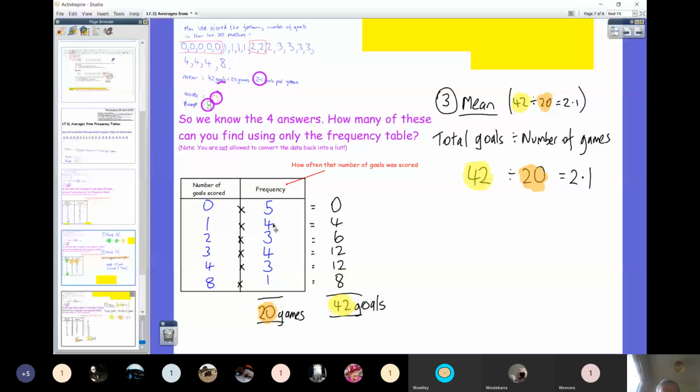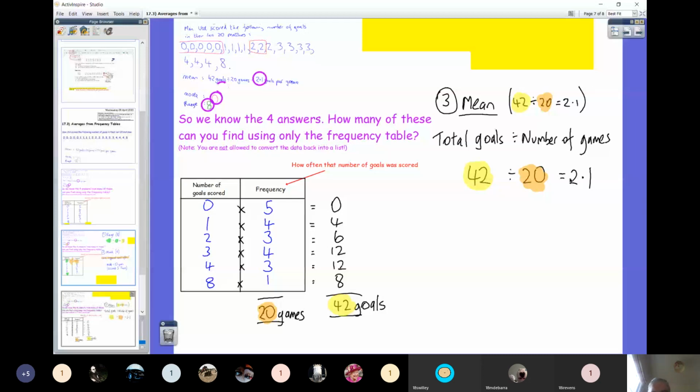This is the games. 5 games, they scored no goals. 4 games, they scored 1 goal. So this is the number of games. This is how frequently they played. So this is the column you add up to work out the number of games played. Never add up that other column. That's just garbage. That gives you nothing. So the frequency, the total number of games played, you add up this column, and that's your 20 games. So to work out the mean, we've got our 42 here, divided by the 20 here, giving us 2.1.